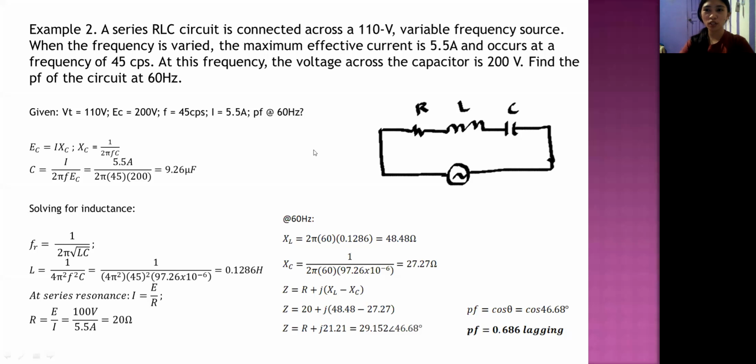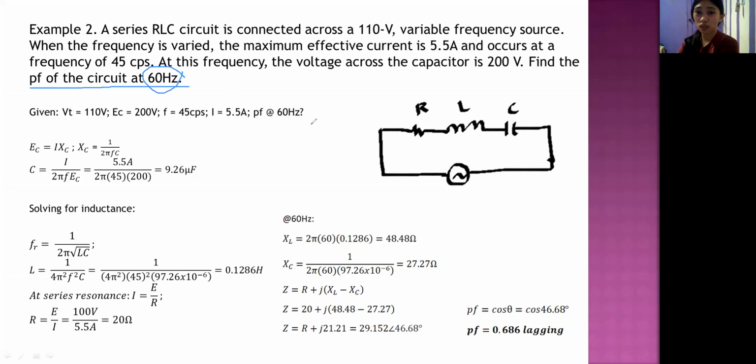So for the continuation, example 2: a series RLC circuit is connected across a 110 volt, variable frequency source. When the frequency is varied, the maximum effective current is 5.5 amperes and occurs at a frequency of 45 cycles per second. The voltage across the capacitor is 200 volts. We are asked to find the power factor of the circuit at 60 hertz.